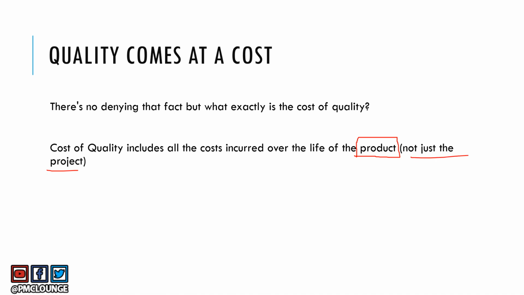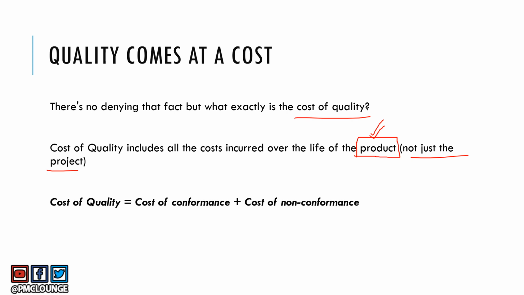So you may finish that project. The outcome of the project could be a product. The entire lifetime of that product, whatever cost that you incur in terms of quality, is known as the cost of quality. Now, cost of quality is equal to cost of conformance plus cost of non-conformance. So there you have the equation. Let's look and understand what these two costs mean.